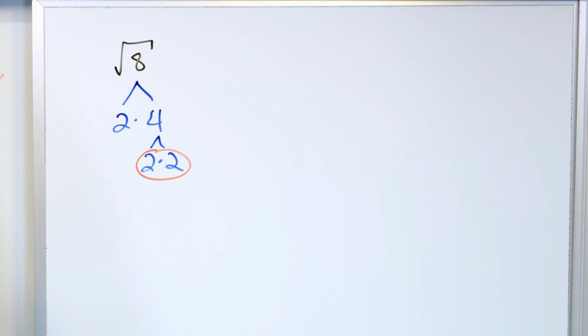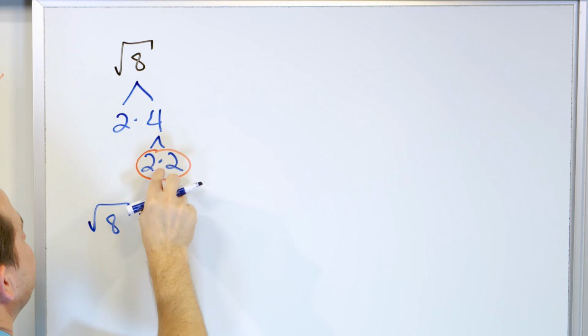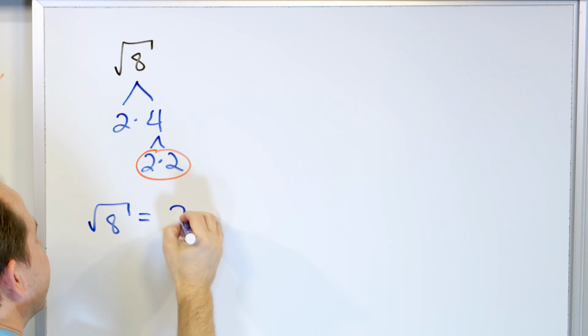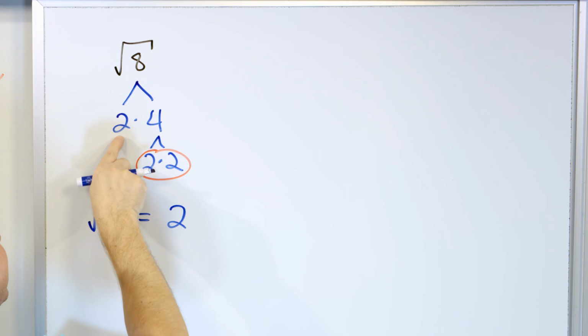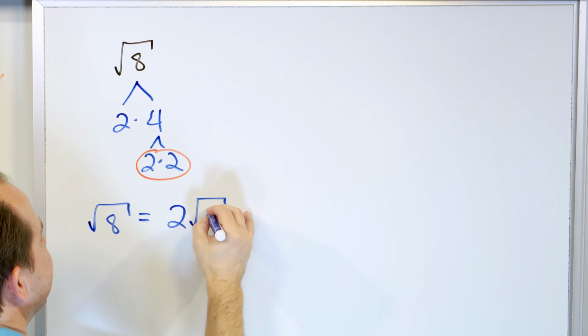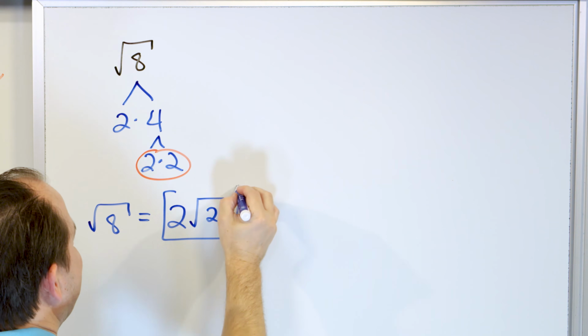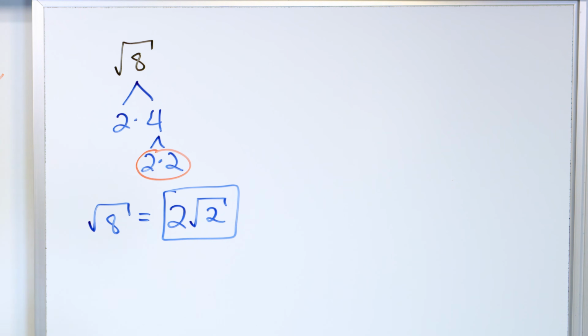So what actually happens is we say that the square root of 8 is equal to, the 2 here comes out because we found a pair, but this 2 stays under the radical, 2 times the square root of 2. This is actually the answer to this question, 2 times the square root of 2.